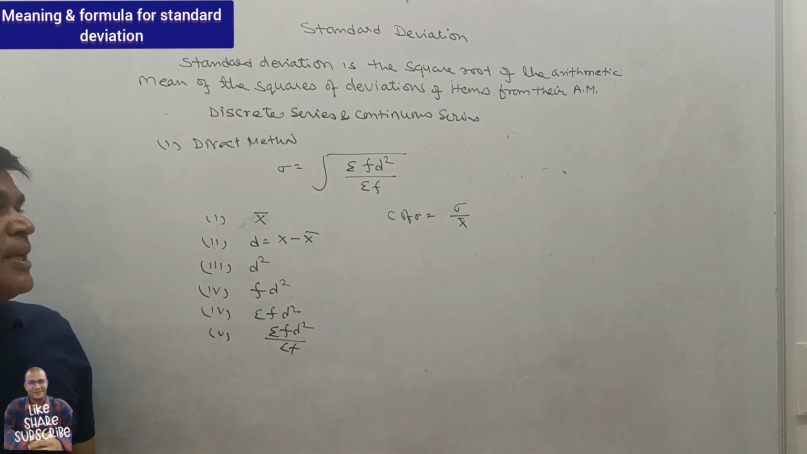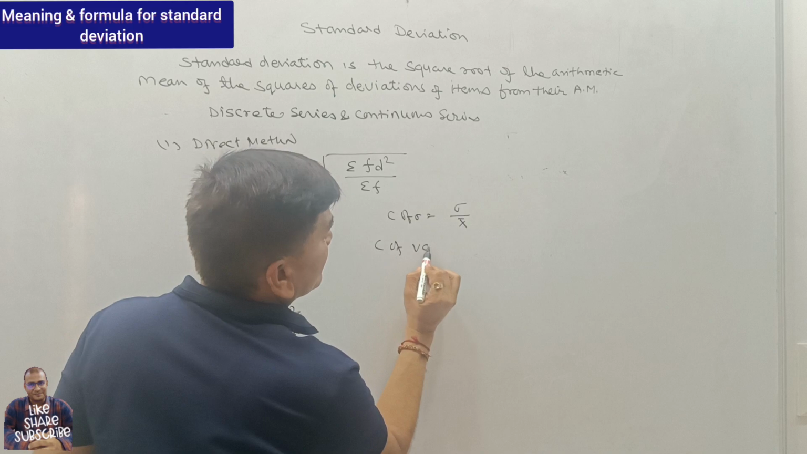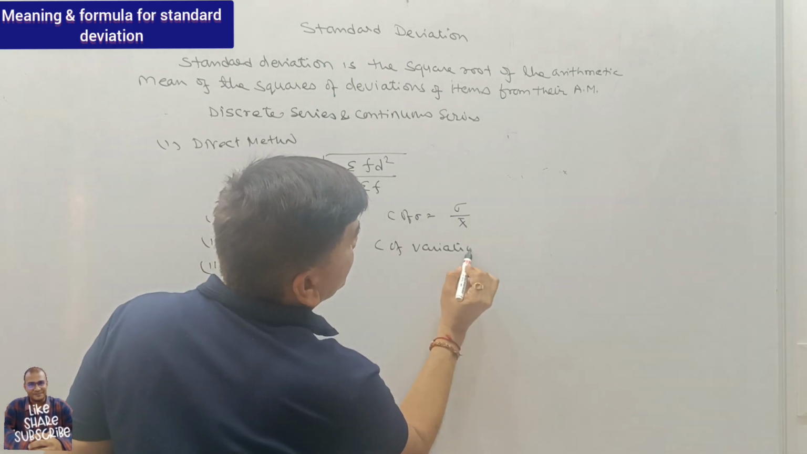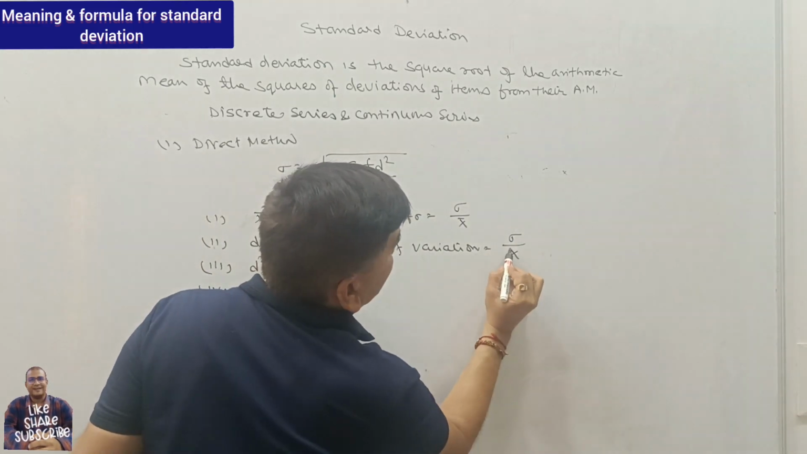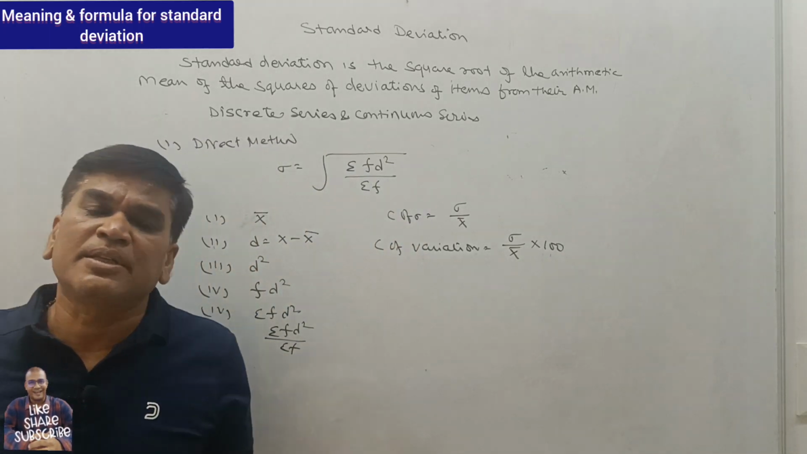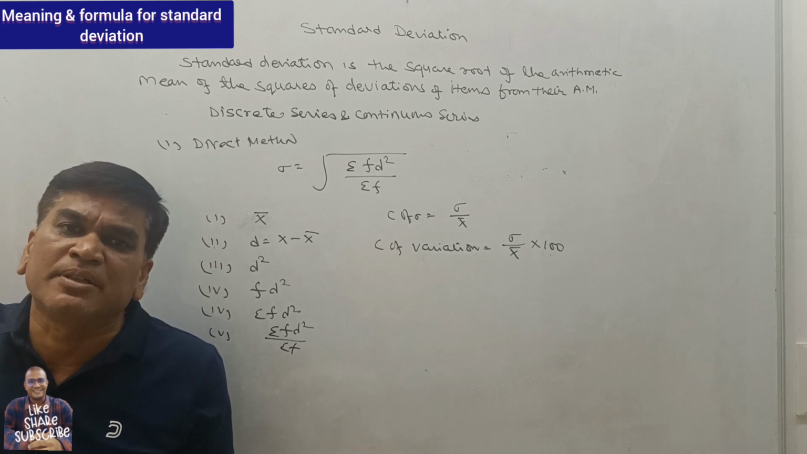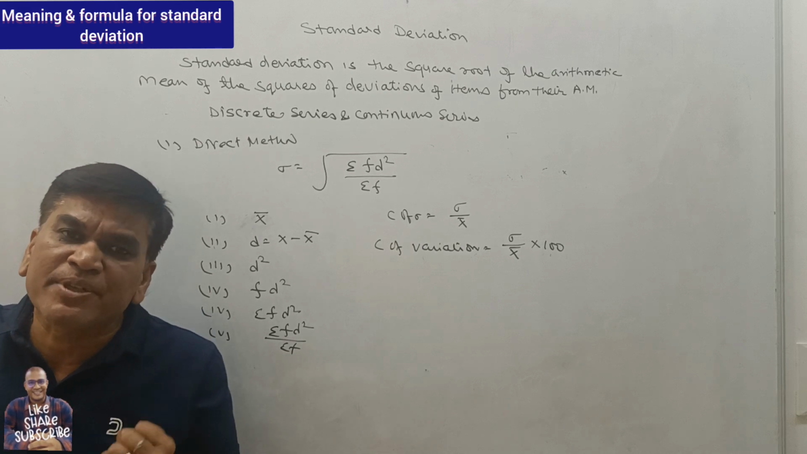So for calculating the coefficient of the standard deviation, we will divide the standard deviation by the arithmetic mean. For the coefficient of variation, that is standard deviation divided by x bar, multiplied by 100. So this is the direct method if we are getting a case of discrete series or continuous series where the frequency is available.